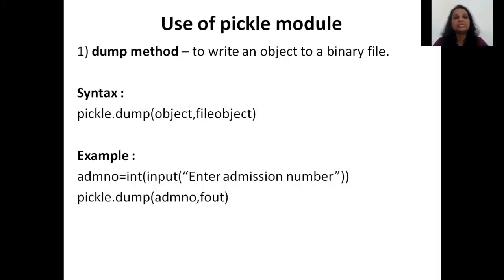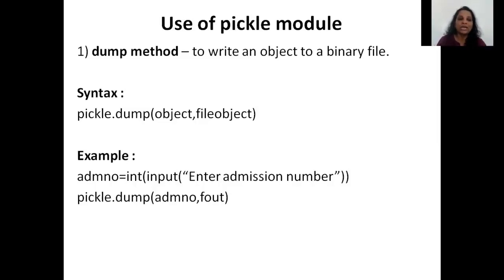Now what does this dump function do? It writes an object to a binary file. Now what do you mean by an object? Your object can be an integer, a float, a string, a list, a tuple, a dictionary, whatever. All the kinds of data that you have used in Python programming can be used as an object while using the dump method. Okay, so what does the dump method do? Look at the syntax and I will explain to you later.